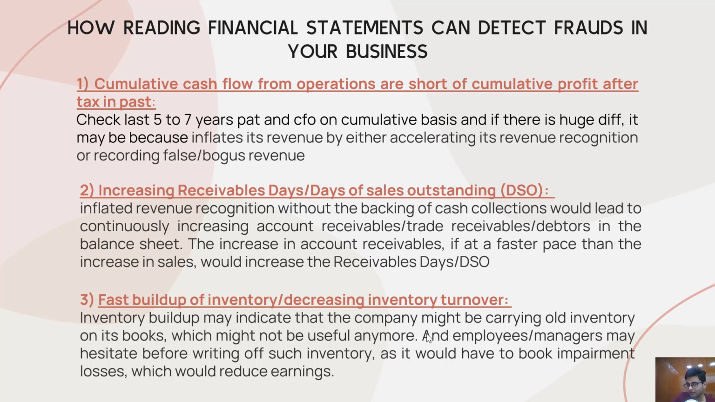And what employees and managers do, they don't want to recognize this inventory as losses because writing off this inventory will affect their performance when it comes to reviewing their performance or their employees' performance. So they will not like to book the impairment losses and reduce the reported earnings. And they will keep on showing this inventory in the books, which in reality has become old and worthless.